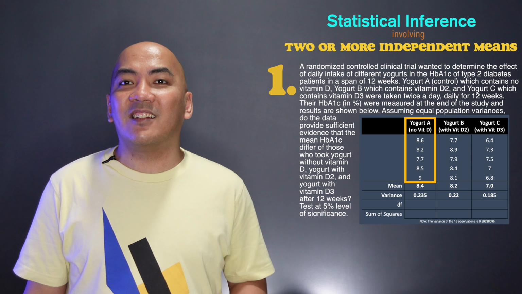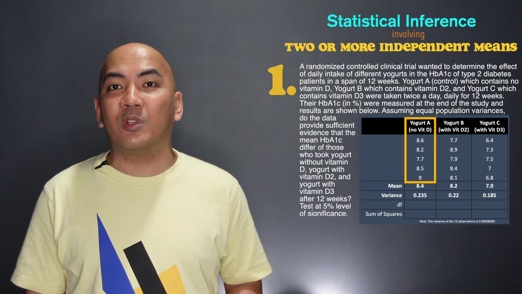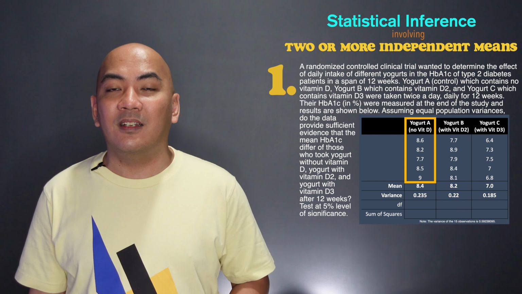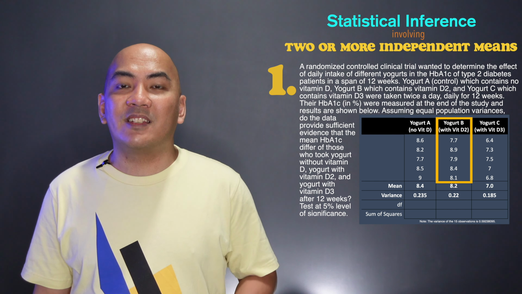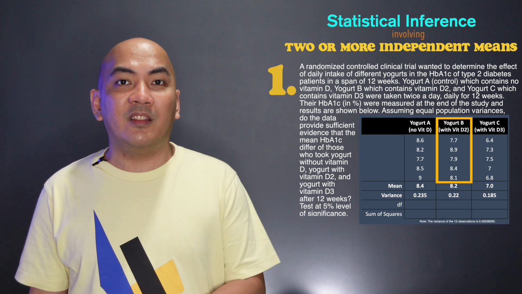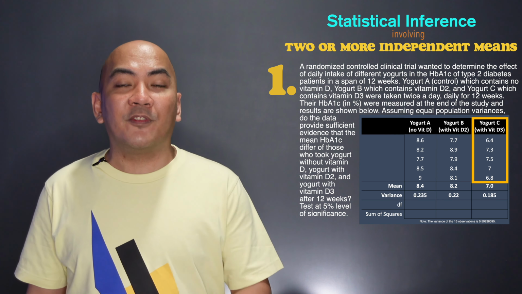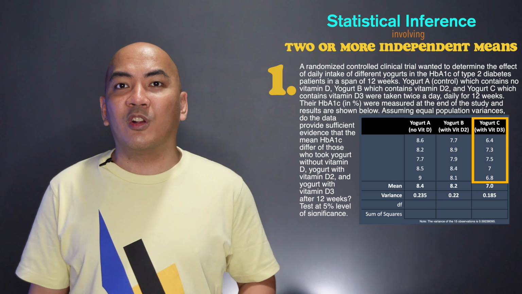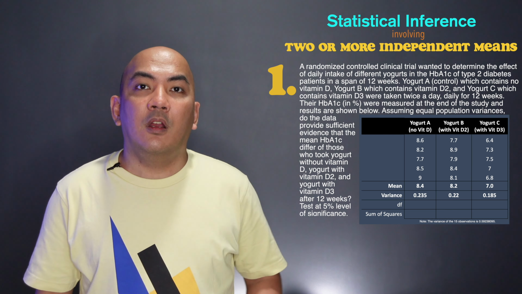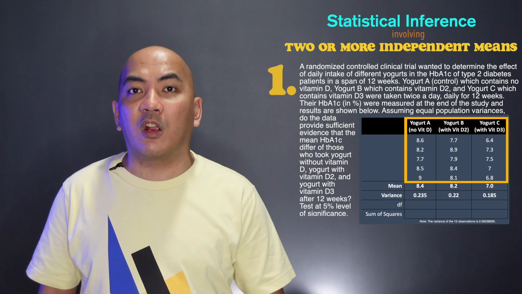Keep in mind that these are the HbA1c after 12 weeks of 5 participants who took the yogurt without vitamin D. These are the HbA1c of another 5 participants who took the yogurt with vitamin D2. And these are the HbA1c of another 5 participants who took the yogurt with vitamin D3. Note that these are the HbA1c 12 weeks after taking the yogurt.